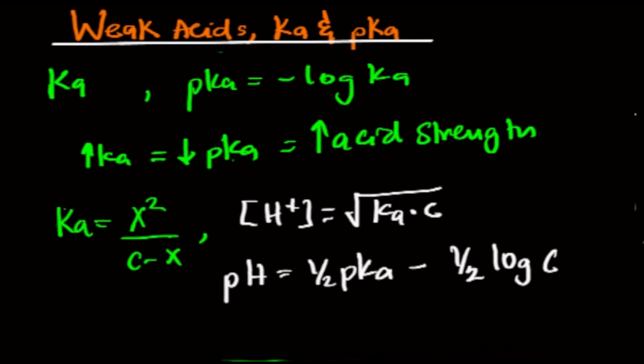It's very important for you to know it. Then once you get Ka, you can always get pKa using pKa equals minus log Ka. It's very important for you to use that. So that's just it about this video. I'm going to solve some questions under weak acid, Ka, and also pKa in a separate video.